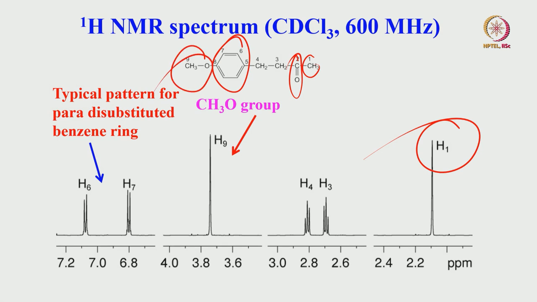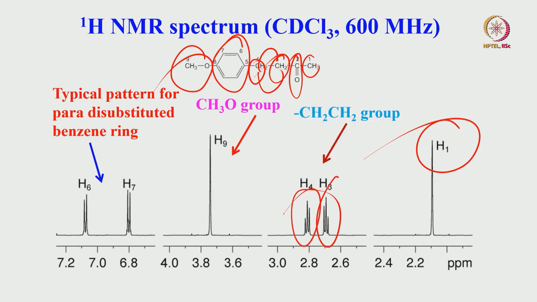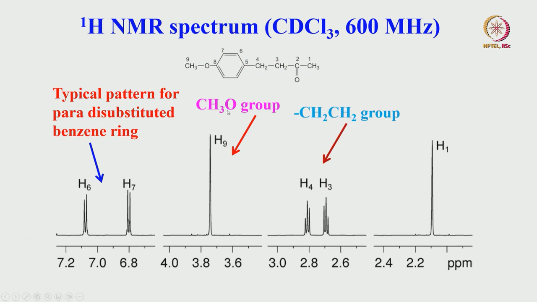Then we have two CH2s. Each of them is a triplet. This one is making this triplet, and this one is making this triplet. So we have two triplets here. Looking at the proton spectrum, the 1D spectrum itself is sufficient for you to make the assignment. All these things have been clearly assigned: which group is which, CH3, OCH3, CH2, CH, H1, everything.